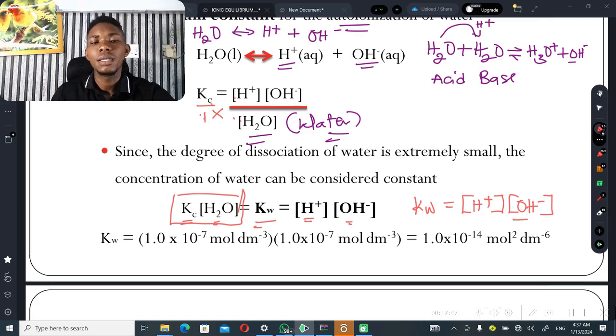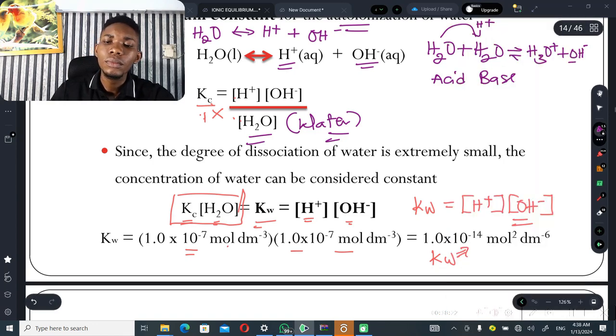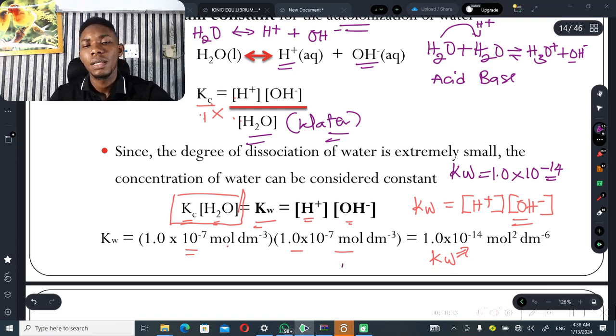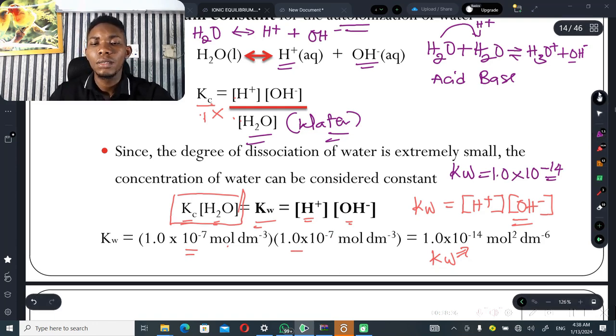Where H plus ion for water is 1 times 10 raised to the power minus 7 mole per dm cube, and OH negative ion for water is also 1.0 times 10 raised to the power of minus 7 mole per dm cube. Hence, if you multiply these, your Kw will be equal to 1.0 times 10 raised to the power of minus 14 mole square per dm cube raised to the power of minus 6. So when they ask the value of Kw, it's very easy: Kw is 1.0 times 10 raised to the power of minus 14 mole square dm cube raised to the power of minus 6. Is that okay? Exactly. Alright, so let's see.